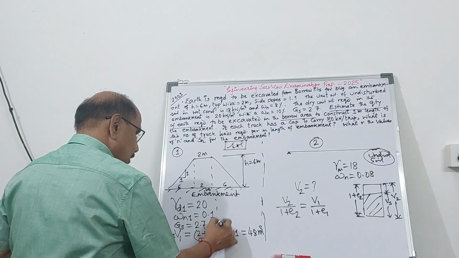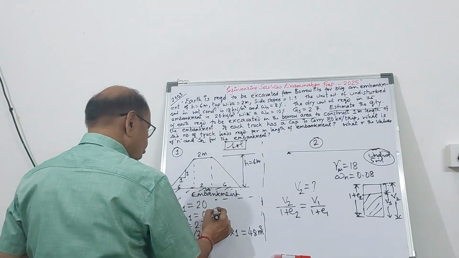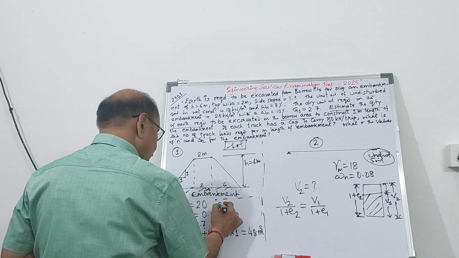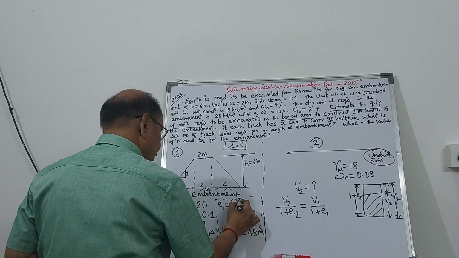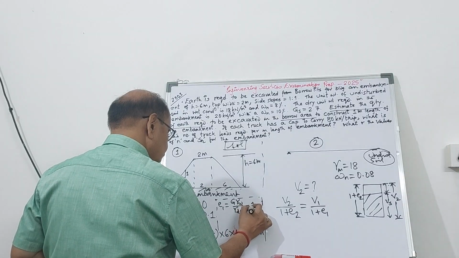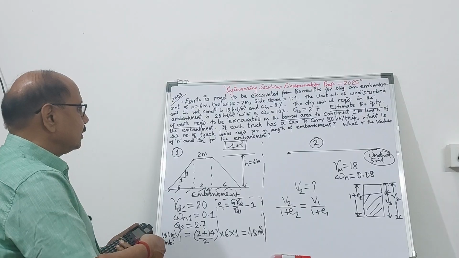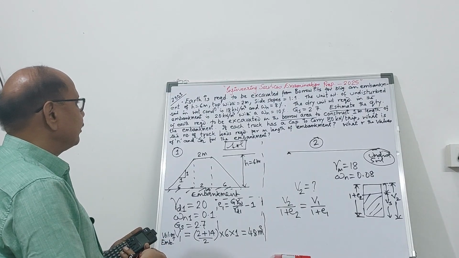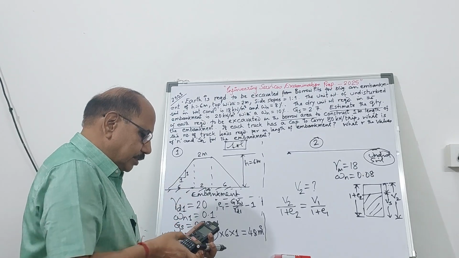That we can always calculate. Here gamma d1 is known to you. So e1 will be G gamma w upon gamma d1 minus 1. So if we calculate, G is given as 2.7. So let's calculate it.